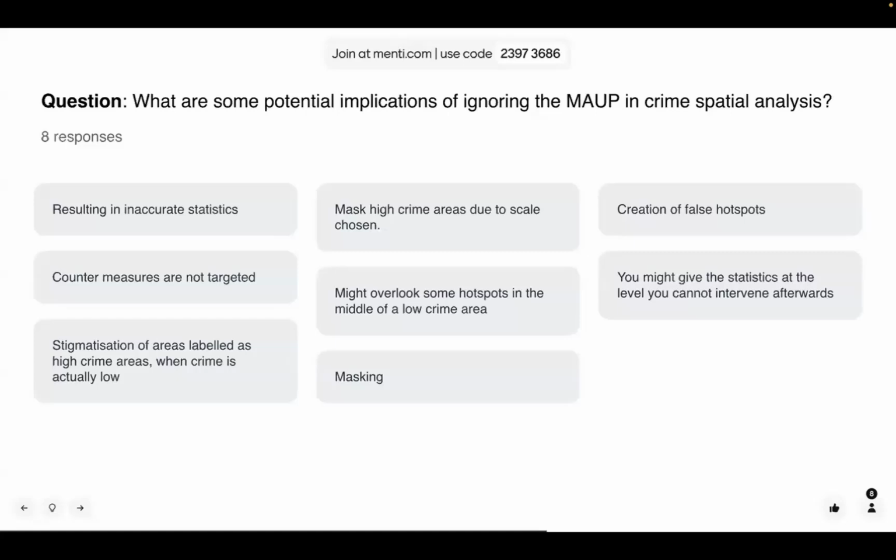Perfect. Countermeasures are not targeted. You might overlook some hotspots in the middle of a low crime area. Exactly. You might give the statistics at a level where you cannot intervene afterwards. Absolutely. These are great answers. Correlation versus causation. Perfect. This is exactly what I wanted to hear.